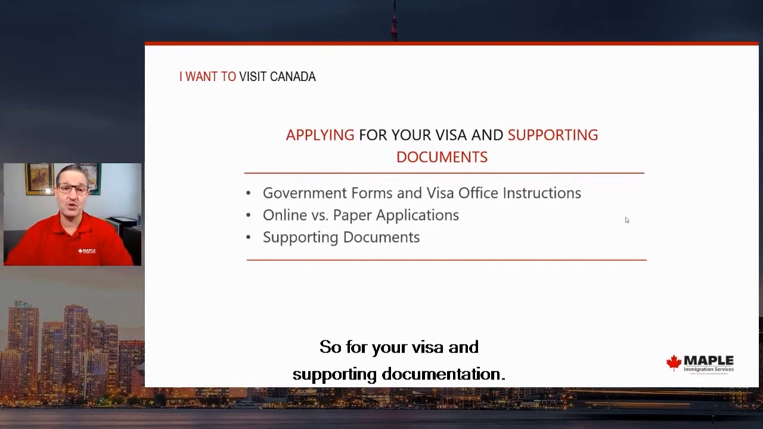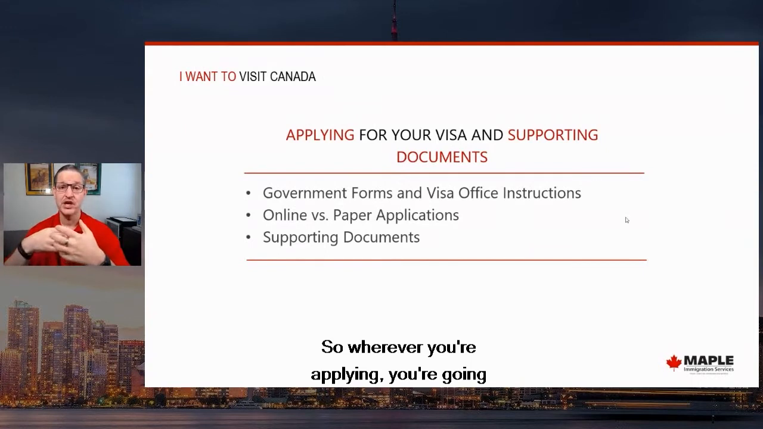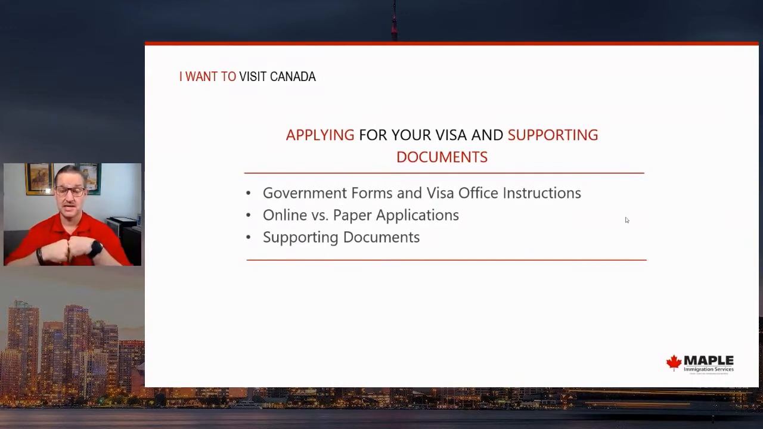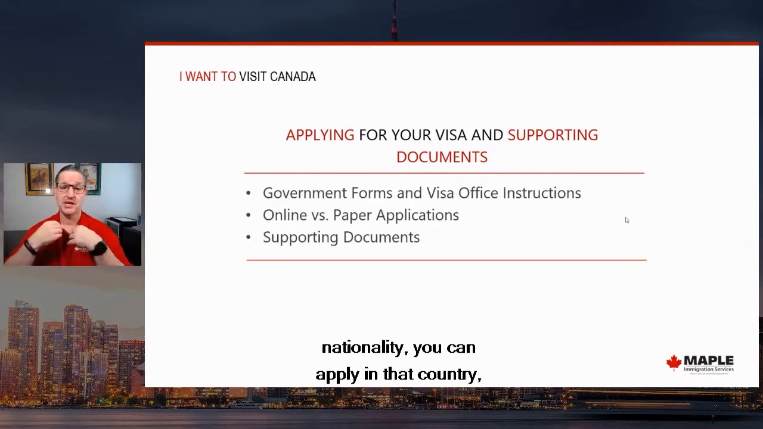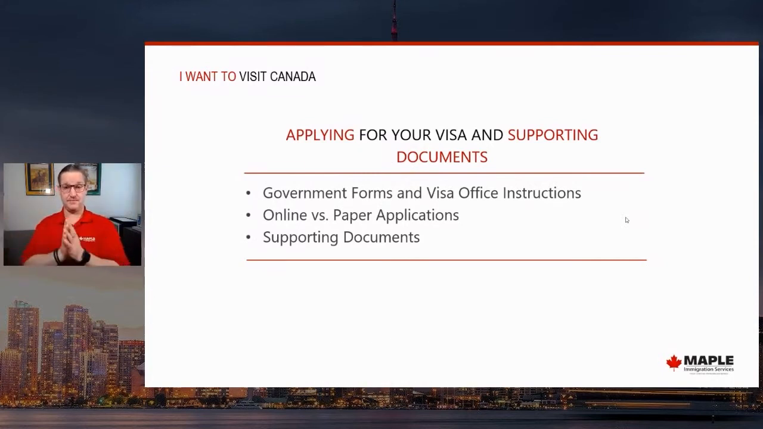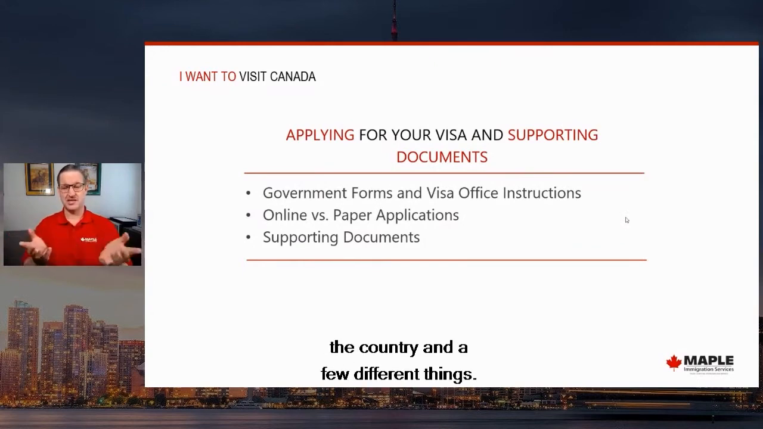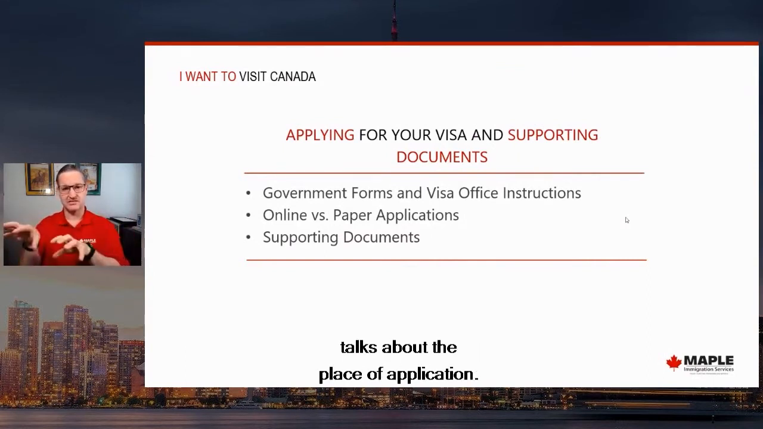So, applying for your visa and supporting documentation. There are government forms that you're going to have to fill out, and you're going to have to follow the instructions of the local visa office, wherever you're applying. Now, place of application: if you're in a country other than your nationality, you can apply in that country if you so choose, or you can apply in the country of nationality, as long as you're legally admitted into the country and a few different things. This is covered under regulation R11 if you want to check it out, and it talks about the place of application.